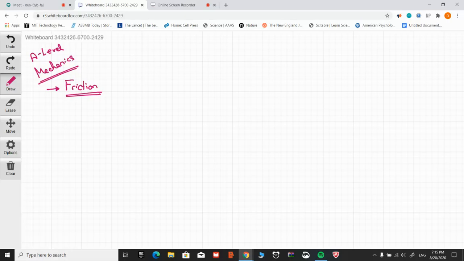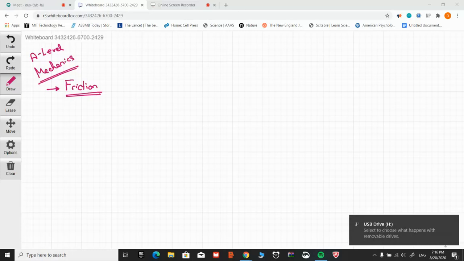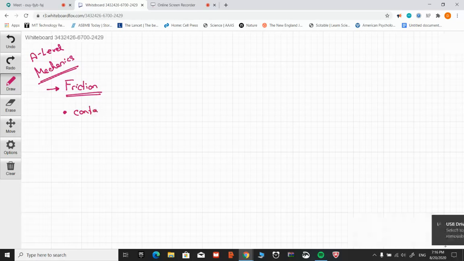So the idea of friction is quite simply, number one, it's a contact force. Number two, it acts in a direction that opposes motion. So it's a contact force, meaning it has to exist when two objects, two surfaces are in contact with one another.